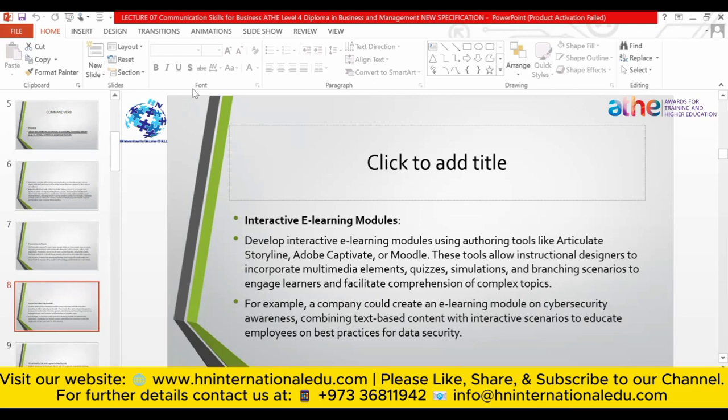For example, a company could create an e-learning module on cybersecurity awareness, combining the text-based content with the interactive scenarios to educate employees on best practices for data security. Like, for example, let's say I'm using the Adobe Captivate at the moment, and I want my participants to know the topic first because it's quite new.